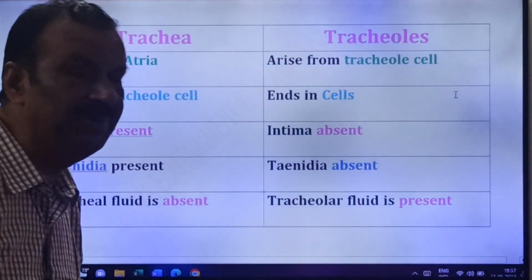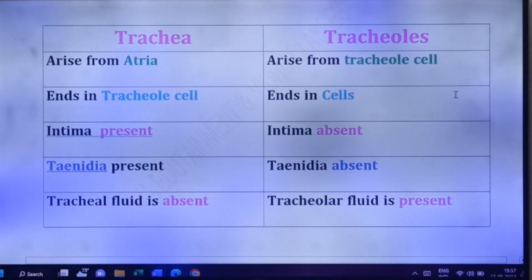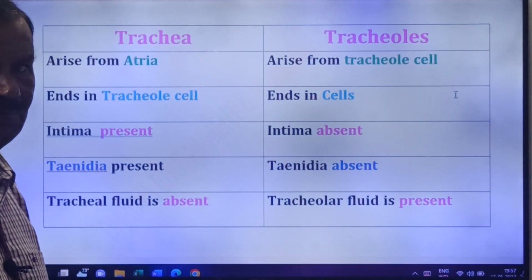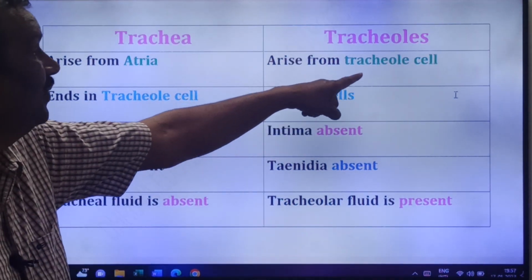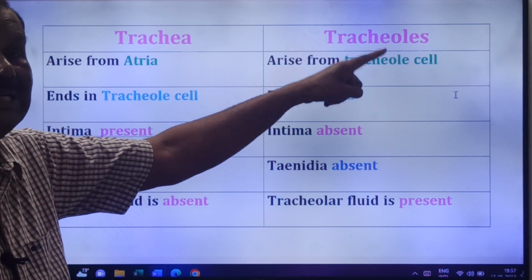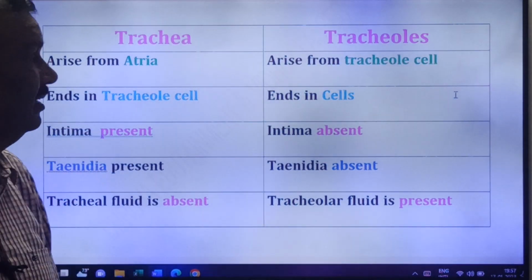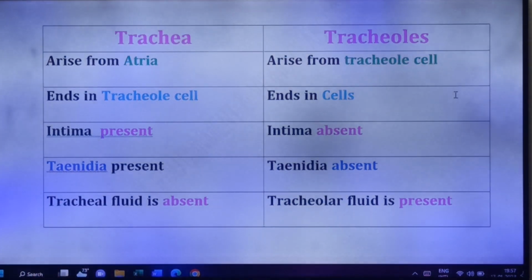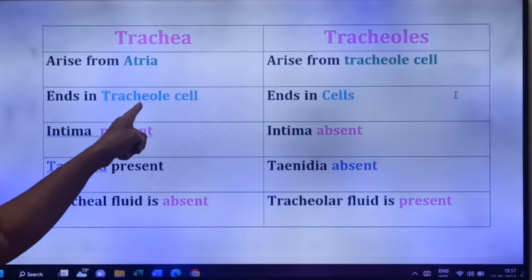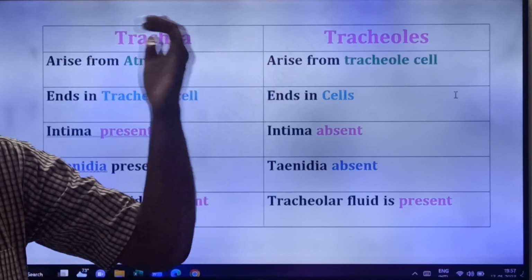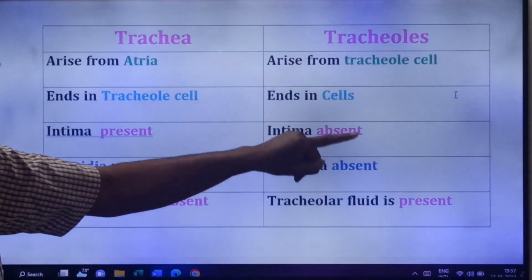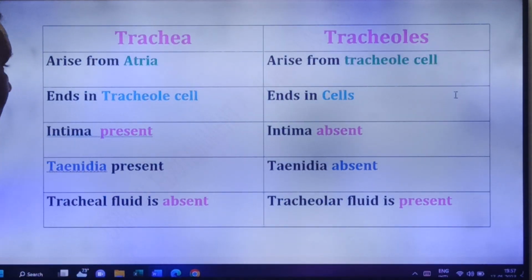Now, what is the difference between trachea and tracheoles? Friends, very, very important. This is for you. Trachea arises from atria. What is atria, friends? Spiracles open into a chamber that is called atria. Tracheoles arise from tracheal cell. Tracheal cell is what, friends? It is the last part of the trachea. Trachea arises from atria. Tracheoles arise from tracheal cell. Trachea ends in tracheal cell. Tracheoles end in tissues, cells or organs, friends.